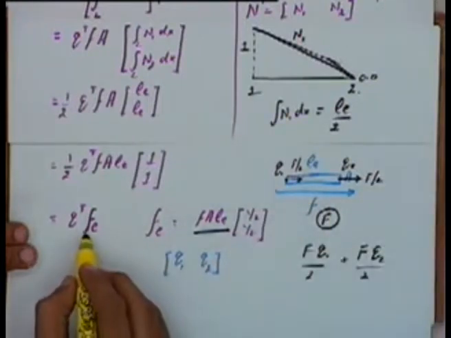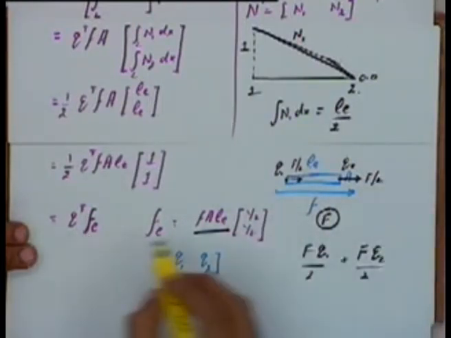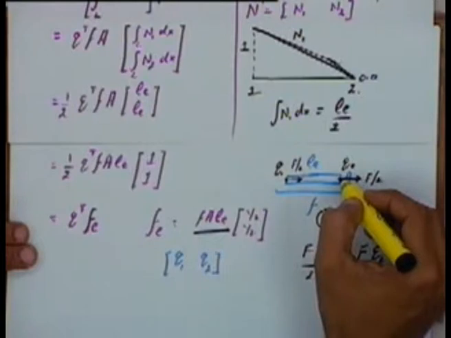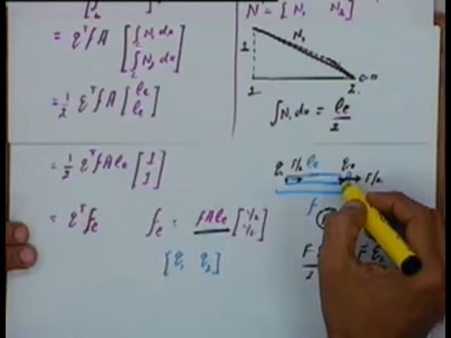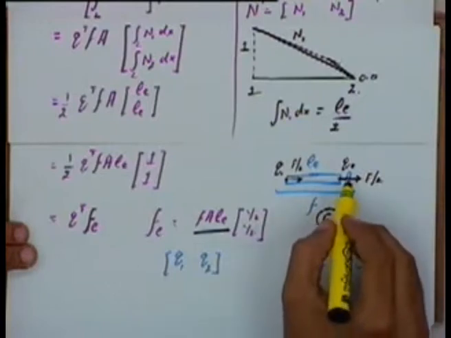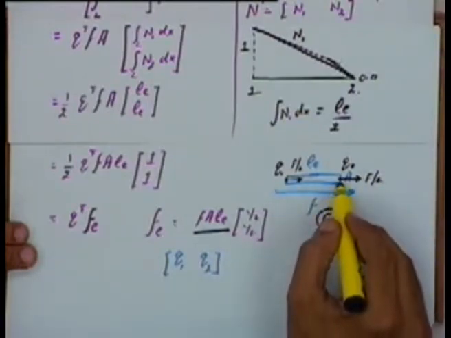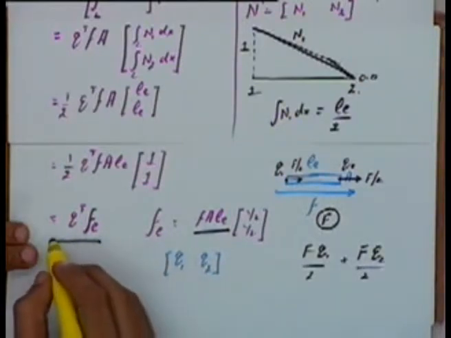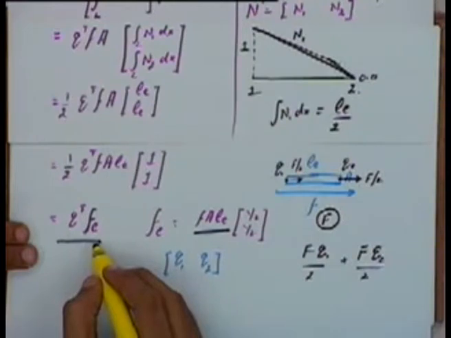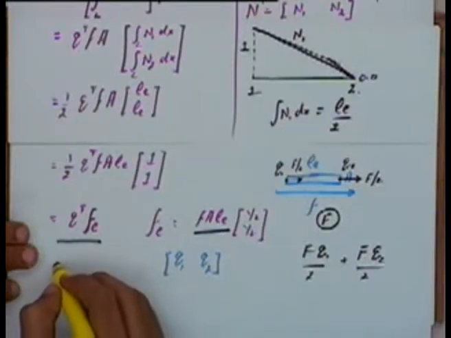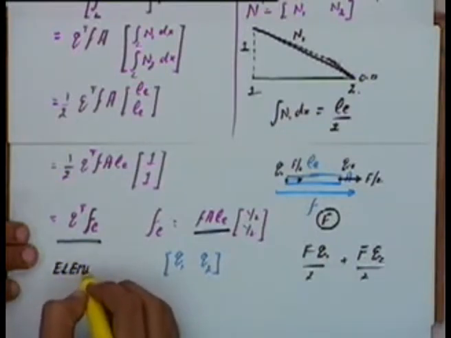So this vector or matrix Fe is only telling me that half the force is acting on node 1, the other half of the force is acting on node 2. Effectively I am splitting this force into two equal parts, one acting on the first node, the other acting on the second node, and I say that the total potential energy contribution because of the body force is given by this expression. And this matrix Fe is what we call the element body force vector.